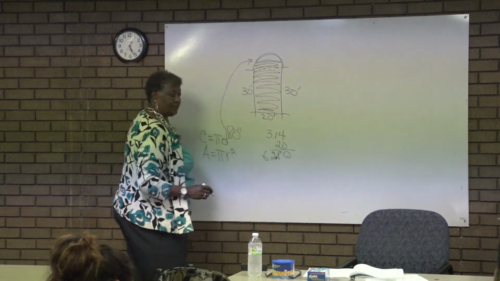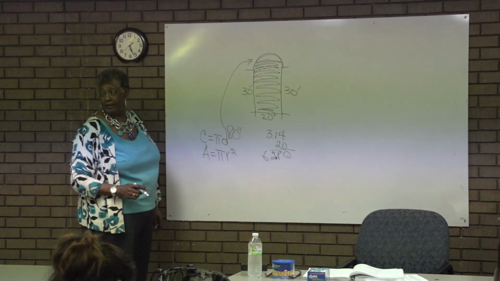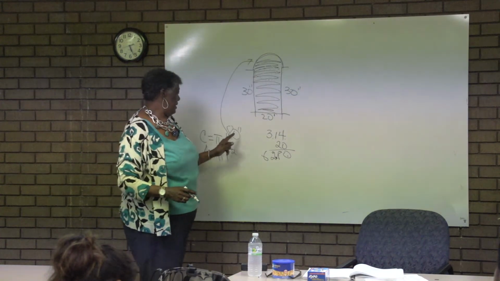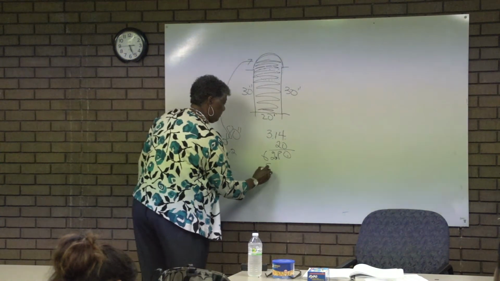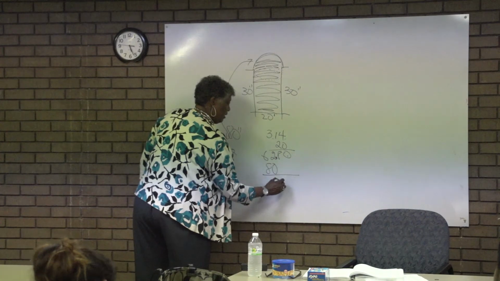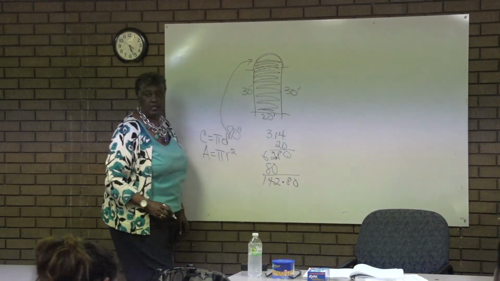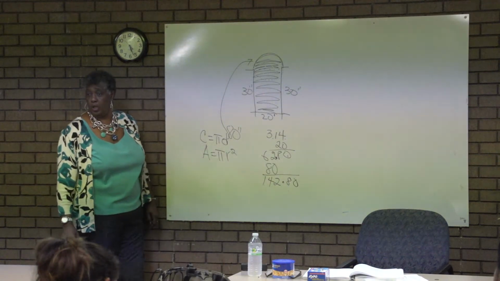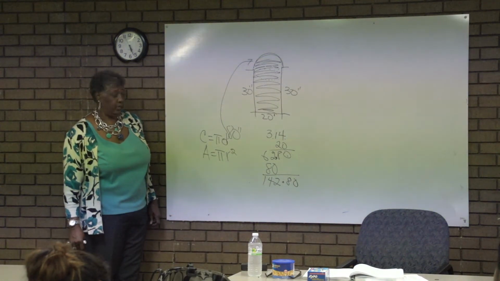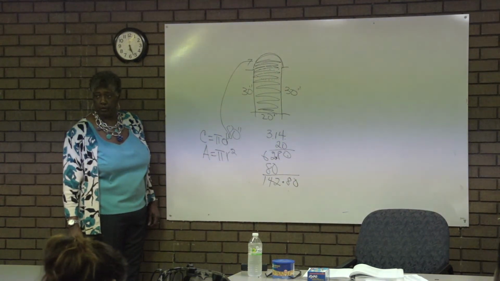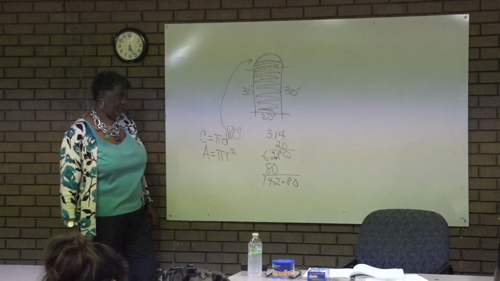So we know that that is 62.8 inches. So now that part is 62.8. This part was 80. And the question says, to the nearest whole, how many inches will you need? 143 inches. How many feet is that?